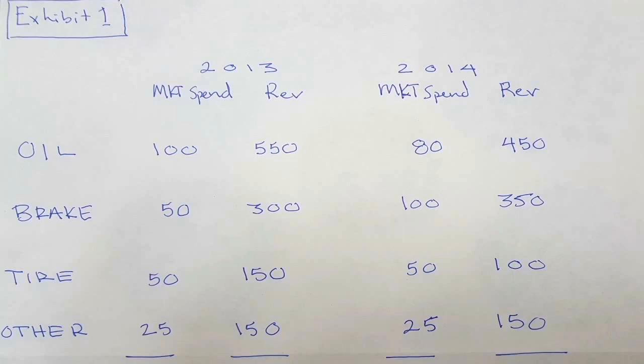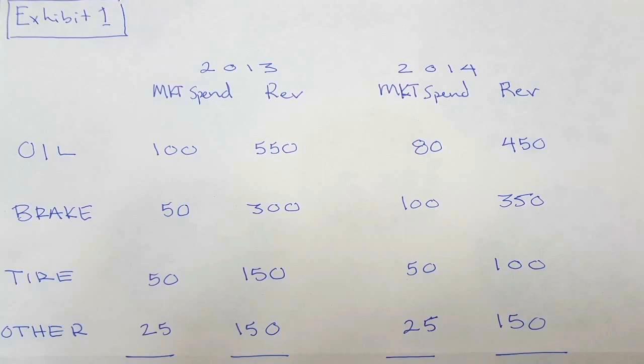Okay, so based on some quick eyeballing, what I do see is we have spent more money marketing for brakes, which is an increase of $50 million, which actually got us an additional $50 million in revenue, so that was good. However, for oil, we went down from 100 to 80. So we decreased $20 million in spend, but we actually lost $100 million in revenue. So oil seems to be very sensitive to marketing.